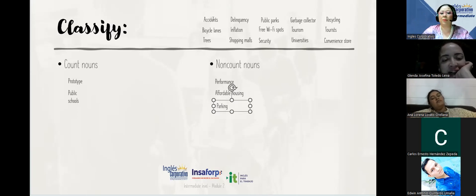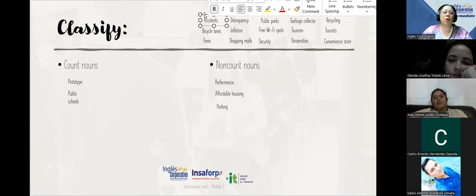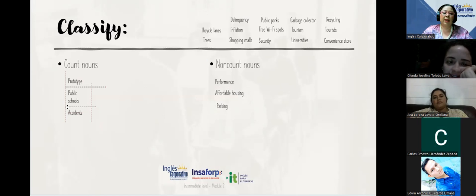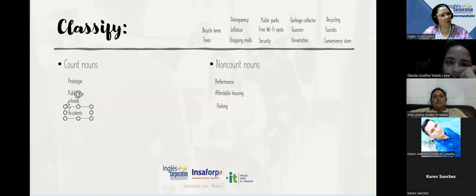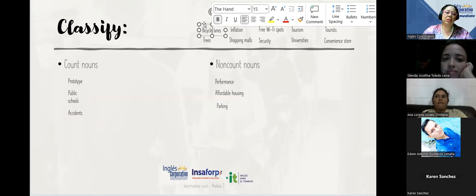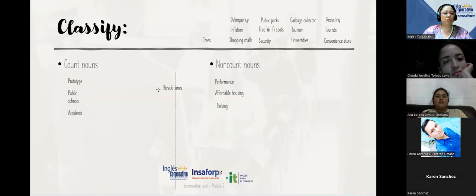Los espacios de parqueo. Vale, vamos a ver, accidents. Are they countable or uncountable? Entonces, en plural sería con plural verb, ¿verdad? Accidents are, accidents happen. Vamos a ver, bicycle lanes. En la ciudad, nosotros tenemos bicycle lanes, or do we or don't we? Estas son ciclovía, digamos, la que está a la par de la calle, ¿verdad? Un carril. Exacto.